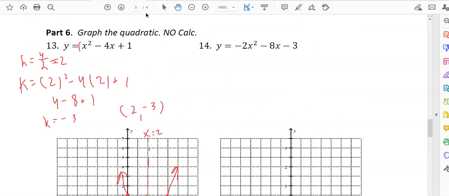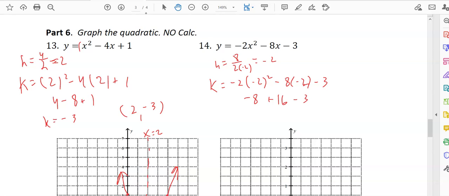Let's look at this one. Again, let's use the opposite of B over 2a method. So h equals 8 over 2 times negative 2, which is 8 over negative 4, is negative 2. So k equals negative 2 times negative 2 squared, minus 8 times negative 2 minus 3. Hopefully this works. I don't know if I planned this. Okay, so negative 2 times 4 is negative 8 plus 16 minus 3. So that's negative 11 plus 16 is positive 5.